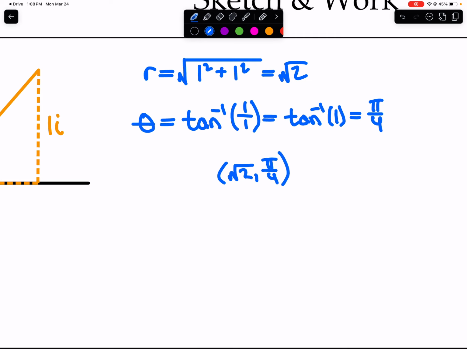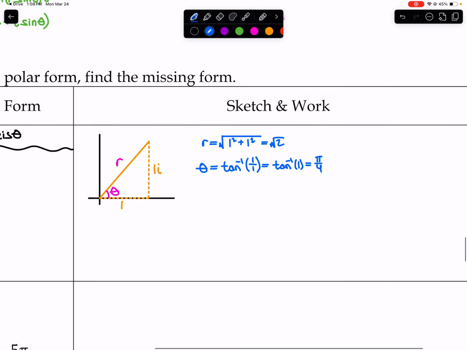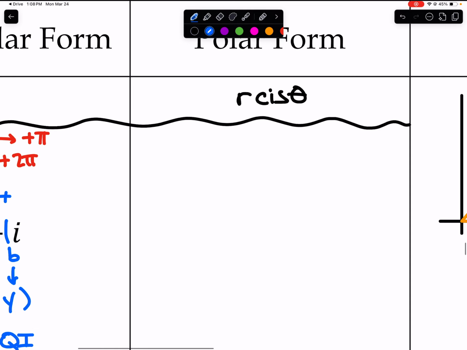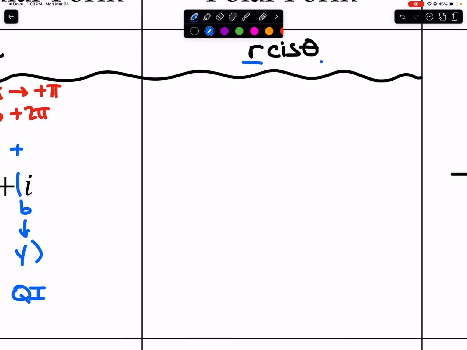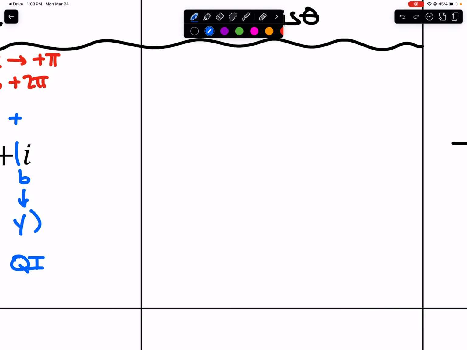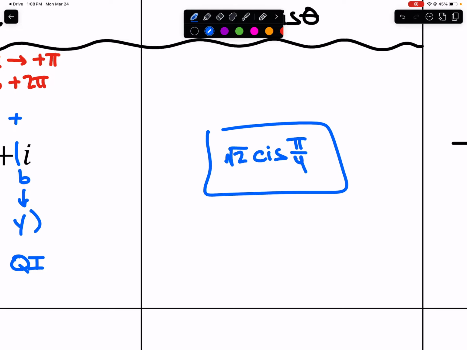But remember, this is in the Argand plane, and this is representing complex values. So really, we don't want the coordinate. What we're going to want is the complex form. So I'm going to write the r value and the theta value in our form, and then that is our answer. So I'm going to want root 2 cis, for cosine plus i sine theta, and then your theta value that we just found, which is pi over 4. So this is what we're looking for.